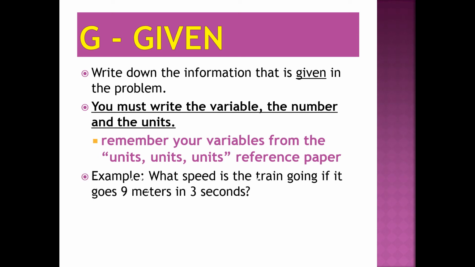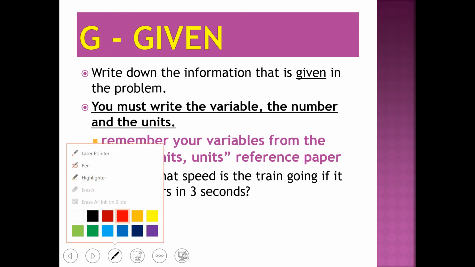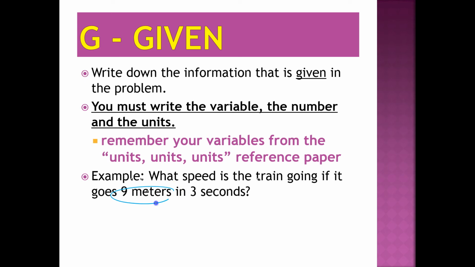So if we look at the example, what speed is the train going if it goes 9 meters in 3 seconds? There's 2 pieces of given information. We see 9 meters is one piece of given information and 3 seconds is the other. So when we take a look at that, we have to know, okay, what are those actually telling us? Well, 9 meters stands for distance. So we would write d for distance equals 9 meters. 3 seconds is a time, so we'd write t equals 3 seconds. And then we're ready to move on to the next step.